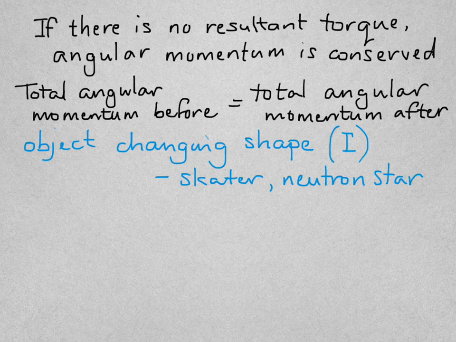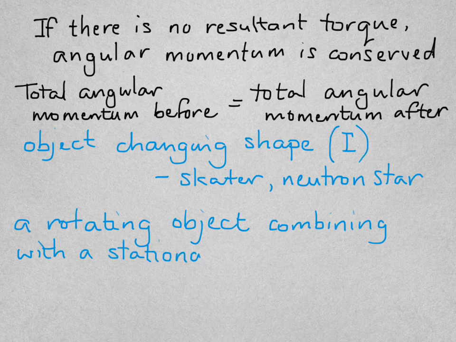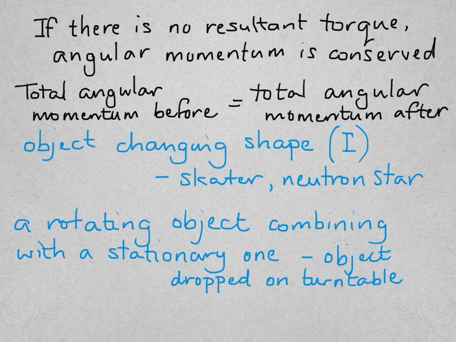So its moment of inertia shrinks hugely, and its rate of rotation therefore increases hugely, so they're very rapidly spinning stars. Another circumstance is a rotating object combining with a stationary one. For example, if you drop an object on a turntable, then the turntable spins the stationary one up, and you can apply the equation in that circumstance.